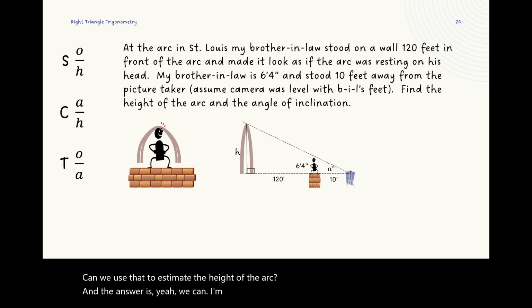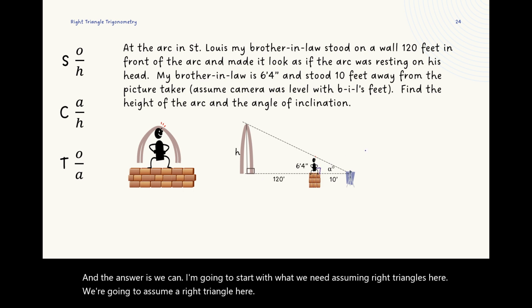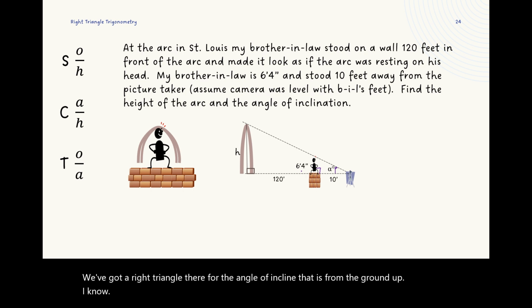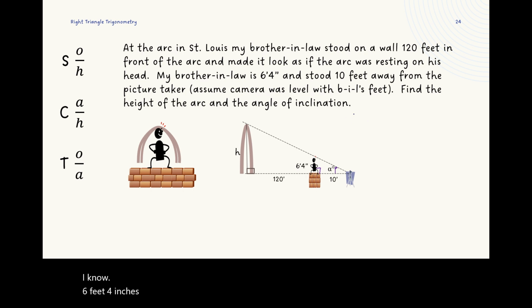I'm going to start with what we need. Assuming right triangles here. We're going to assume a right triangle here. We've got a right triangle there. For the angle of incline, that is from the ground up, I know 6 feet 4 inches. 6 feet 4 inches is 6 1/3 feet.